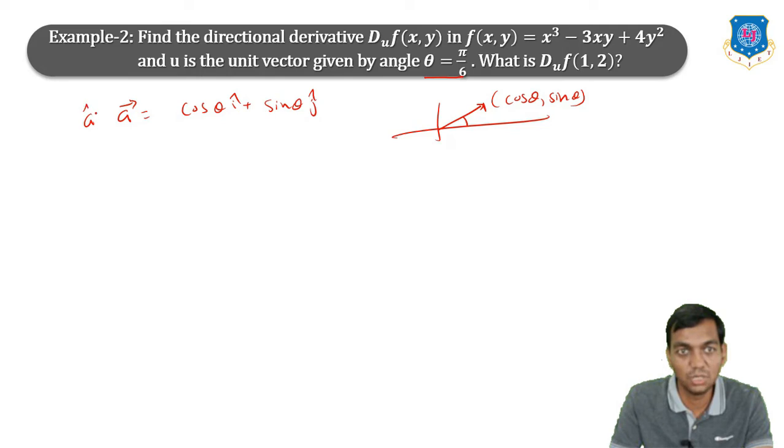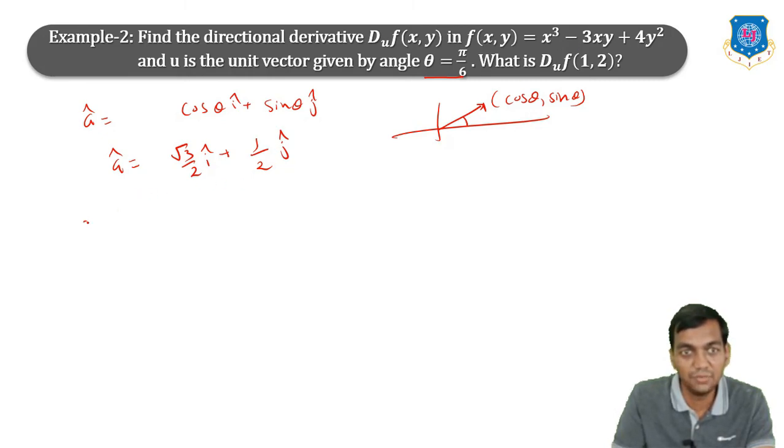And that means this is your a cap, it is not a bar. Then you have a cap is equal to this, but theta is given, it is pi by 6, so cos pi by 6 is root 3 by 2, sin pi by 6 is 1 by 2. Okay, now you have the unit vector in which you have to find out the directional derivative.